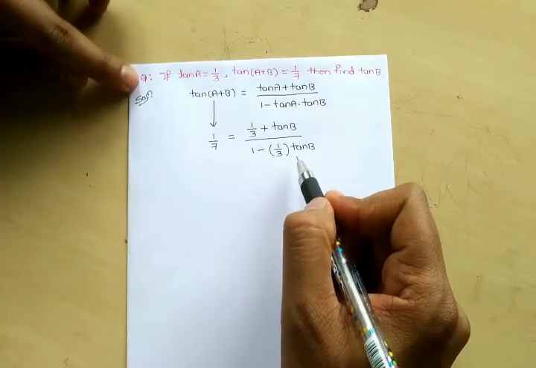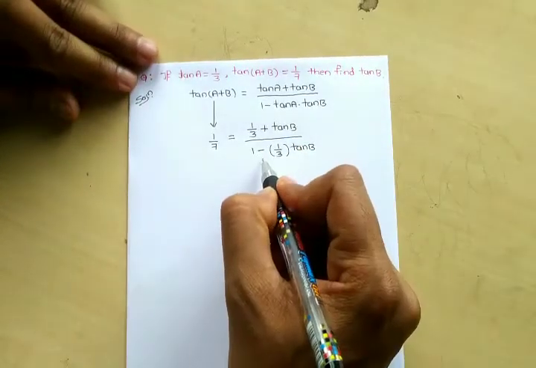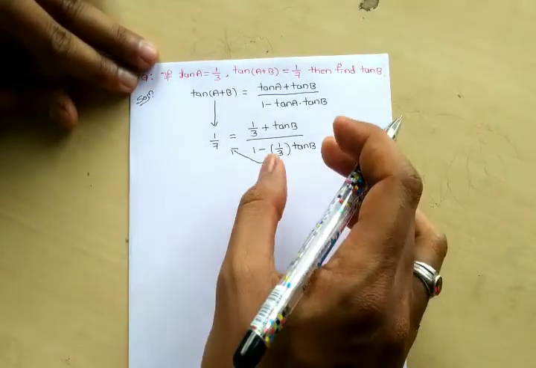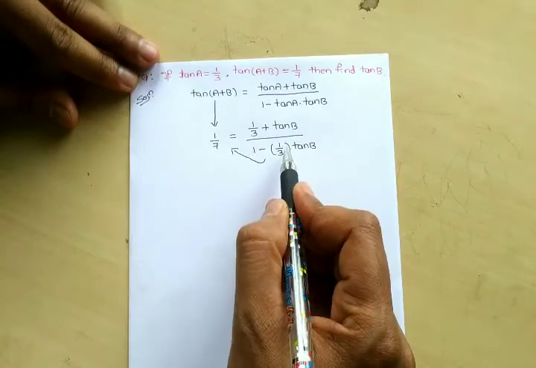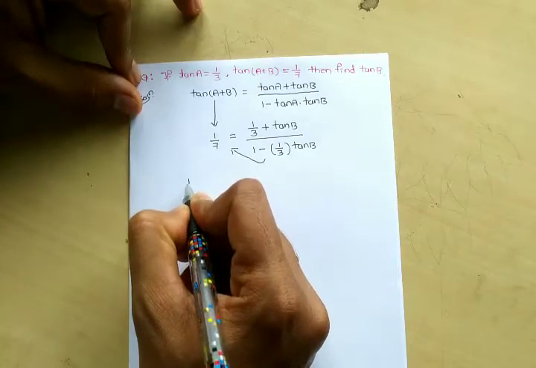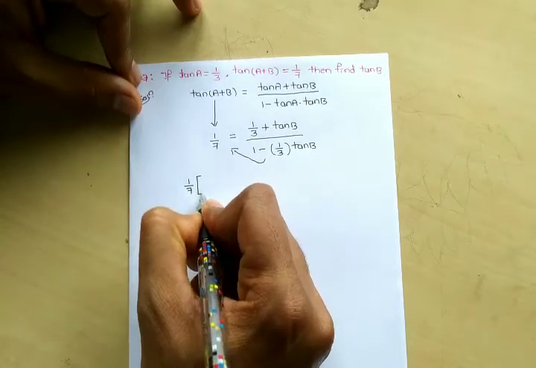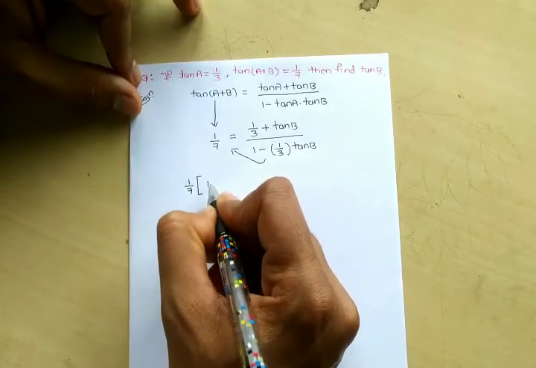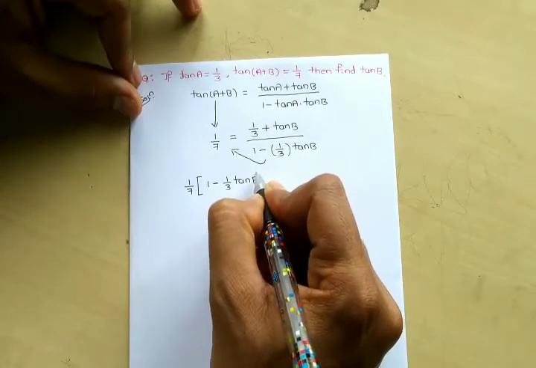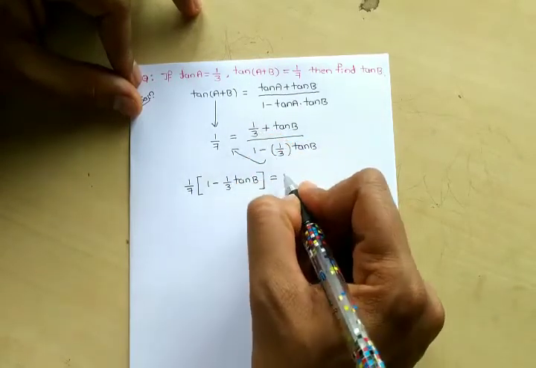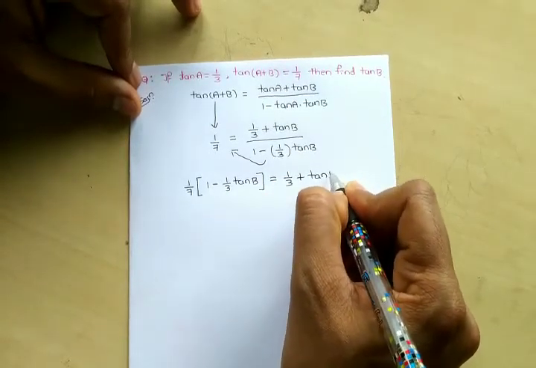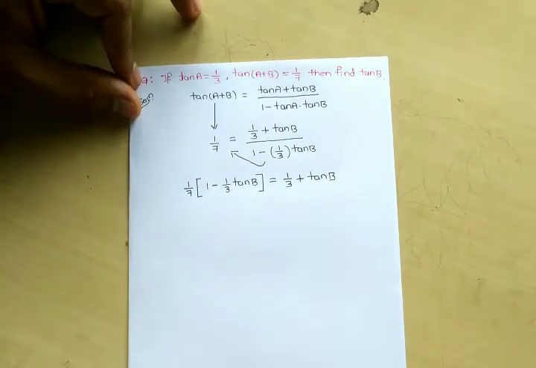Tan b. So to find out this tan b, the first step I am going to do is the cross multiplication here, correct? If I do the cross multiplication, this 1 minus tan b divided by 3 will come in the numerator. So here 1 by 7 is already there, so that 1 divided by 7 I am going to keep as it is in the bracket. So it is 1 minus 1 divided by 3 into what here? Tan b, correct? Is equal to, so here the numerator remaining value is 1 by 3 plus tan b, correct?